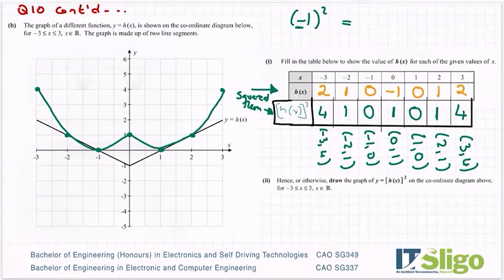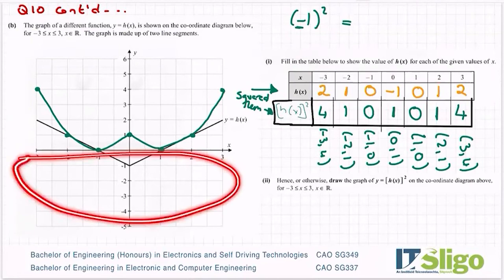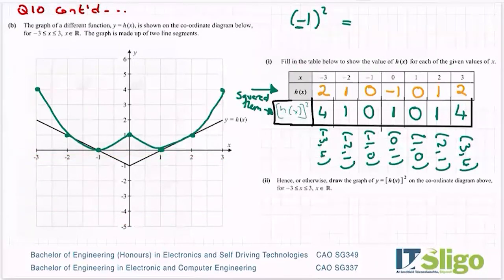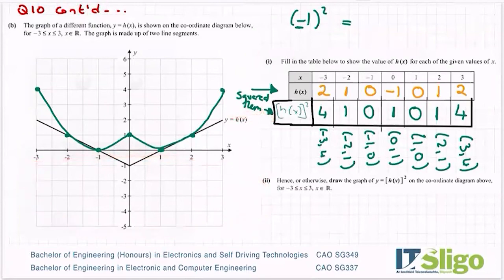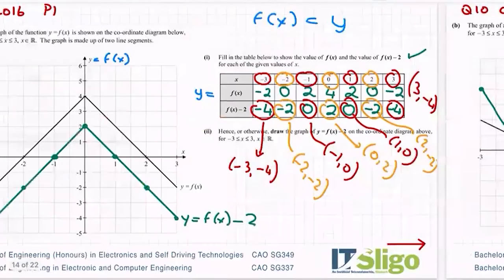Okay, and it's because when it's a squared graph, you'll never get any of the graph down in this region, okay? Because you'll never get y values that are negative, because when you square everything, it's a positive. Okay, so my last job is just to label that graph by its name, h of x squared. Okay, now there was just 5 marks for part B of that question. So the majority of the marks were for part A.